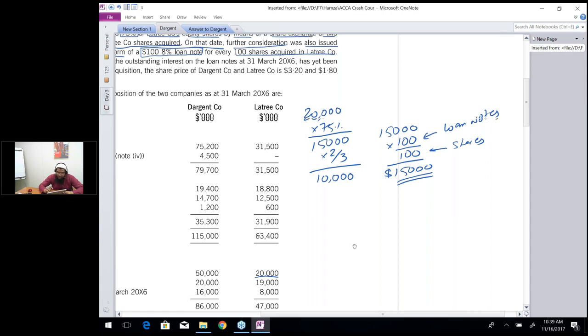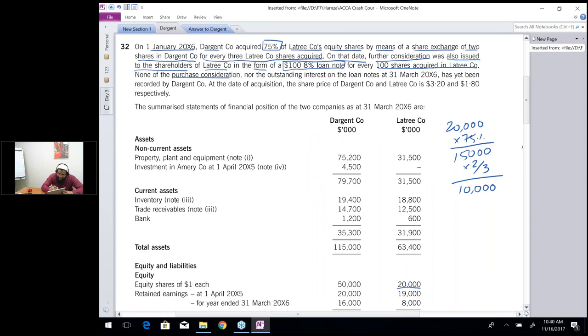Now the question further says that none of the purchase consideration nor the outstanding interest on the loan notes on these 15,000 at 31st March 2006 had yet been recorded by Darjan Company. So neither the consideration has been recorded nor the interest has been recorded, so we have to record both. At the date of acquisition, the share price of Darjan Company and Latre Company is 3.2 and 1.8 respectively. Now the question has given us both the share price.